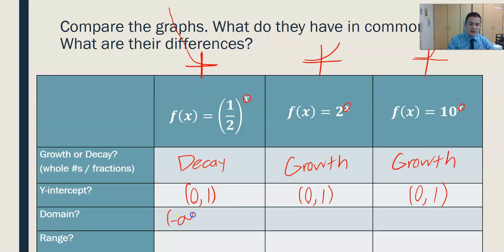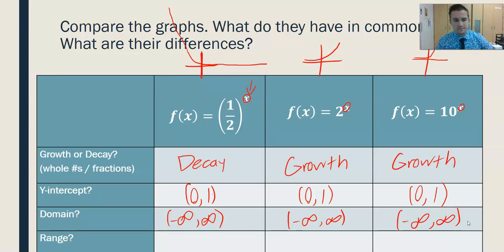So I'm going to be able to go all the way to negative infinity. Conversely, if I follow this side of the graph all the way going this direction, I'm going to be able to go to positive infinity. Any real number I can put in for x here. Any real number is a possibility. Negative numbers, positive numbers, really big numbers, really small numbers, all of those are a possibility. So in every single one of these exponential functions, the domain is from negative infinity to positive infinity.